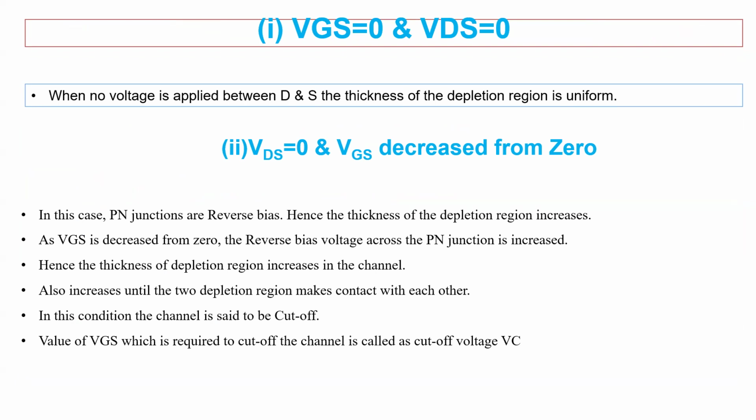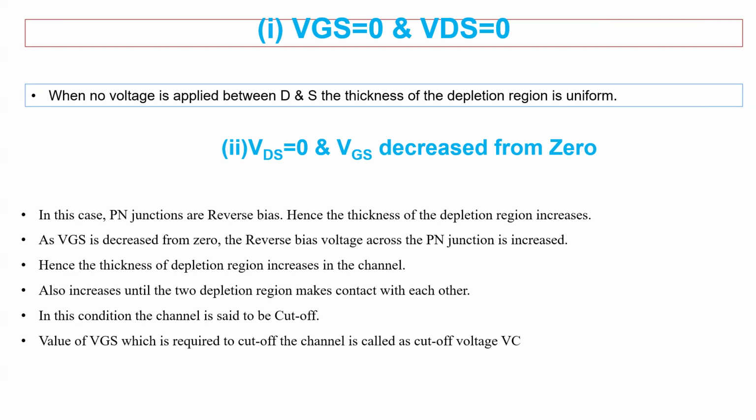Okay. So first VGS is 0 and VDS is 0. We are not applying any voltage, which means the thickness of the depletion region is uniform. It exists the same as when it was constructed, but a small flow of current gets initiated because both junctions are reverse biased.